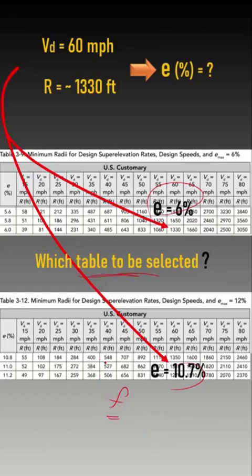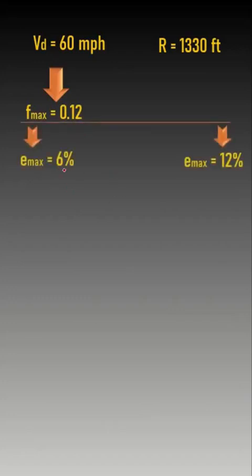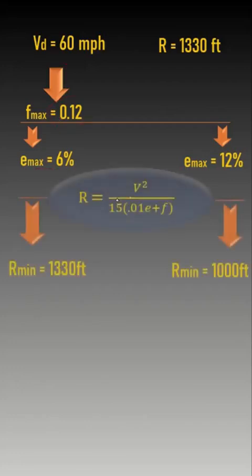Let's go about the example we started with in another way. Well, the design speed was 60 miles per hour, and the maximum side friction factor corresponding to this speed is 0.12. If you remember, we considered two different maximum super elevation rates of 6 and 12% for the given speed and related maximum side friction, using this simplified equation, which I believe we're all familiar with. We can calculate the minimum radius for each Emax.